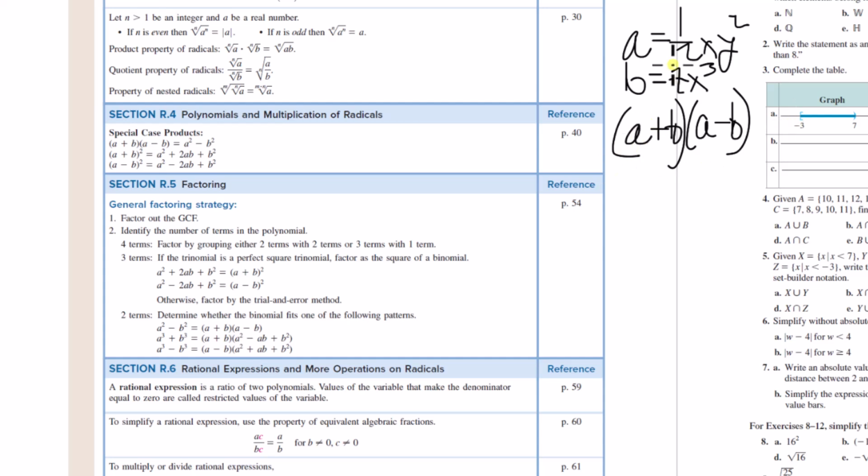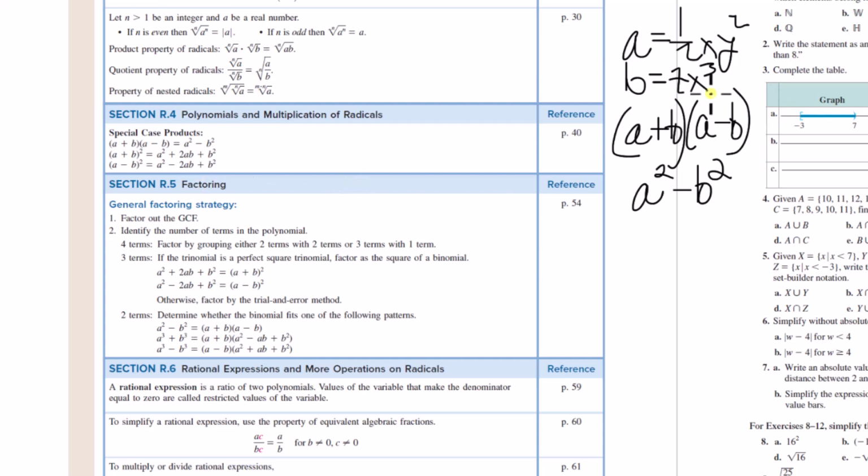If you have a and b, and these are just placeholders for numbers in the entire complex plane, if you do a plus b times a minus b, you're going to get a squared minus b squared. That's the difference of squares. And then if you do a plus b squared or a minus b squared, you get this form here, which, if you're dealing with a polynomial, is a perfect square. It's called a perfect square trinomial.